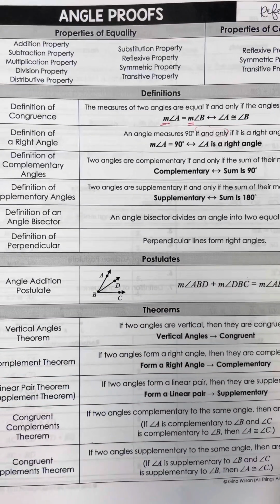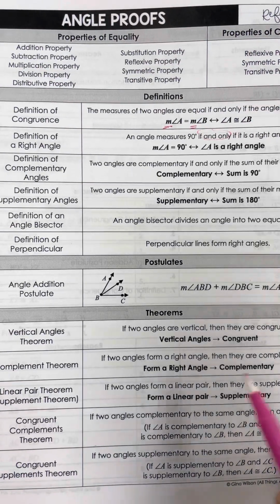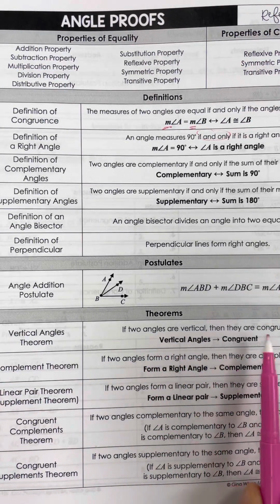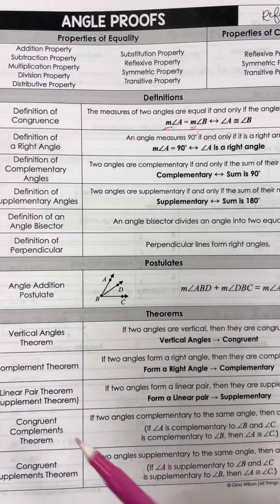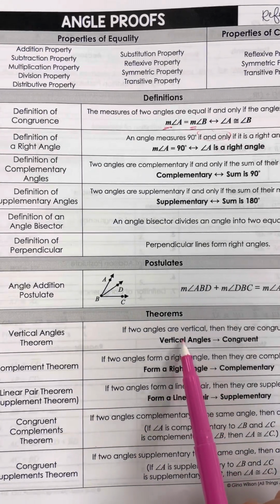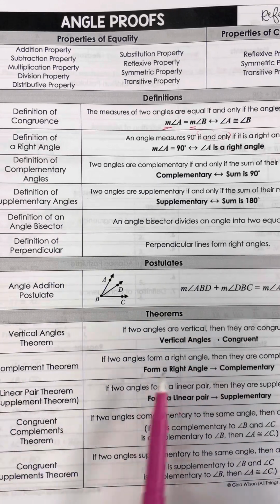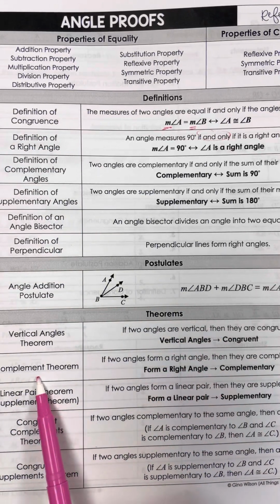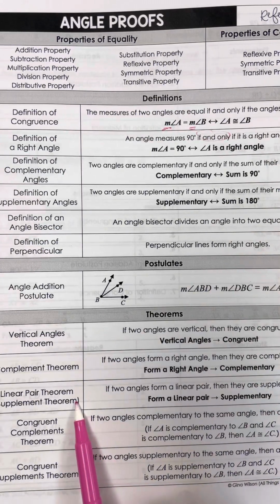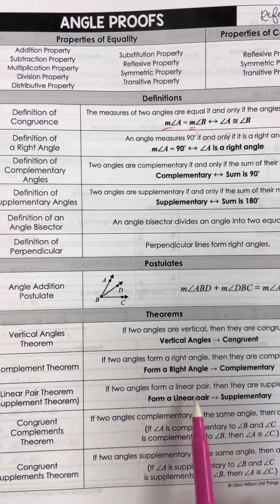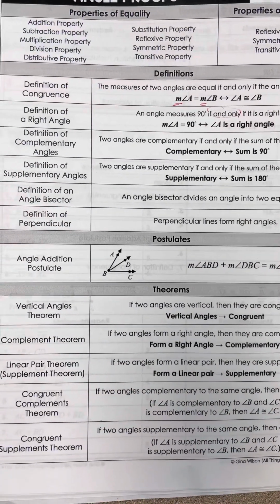Okay, now let's look at our theorems. The vertical angle theorem is that if two angles are vertical, then they are congruent. You can also say, no, you can't. Congruency doesn't call vertical angles. Your complement theorem, that is why it's a theorem, not a definition, by the way. Because remember, definitions have to be biconditional. Your complement theorem is that if two angles form a right angle, then they are complementary. And your supplement theorem, also called linear pair, is that if two angles form a linear pair, then they're supplementary. All right, so you've seen that before.